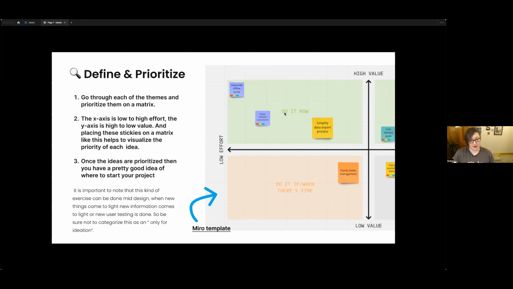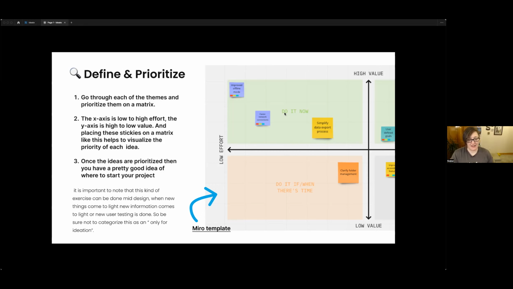Once the ideas are prioritized, then you have a pretty good idea of what feature to start on first, or even what group of features or ideas to start with first. I do this regularly. I do it with my goals for work, like which goal is easiest to work on first. Take a Figma class. That's easy. I can do that. And so it just helps me get my brain in order, even if I'm not working on a UX project.